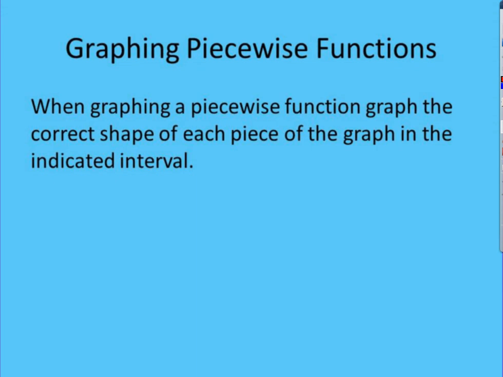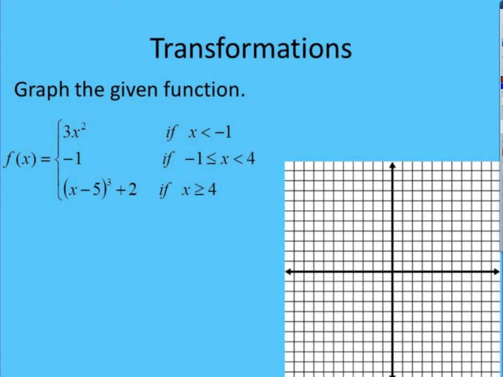When you're graphing piecewise functions, you just need to graph each piece separately and make sure that it has the correct shape. So we're going to find the values where they give us our x's. We first have an x value where x is less than negative 1. So we're going to plug that into its function.